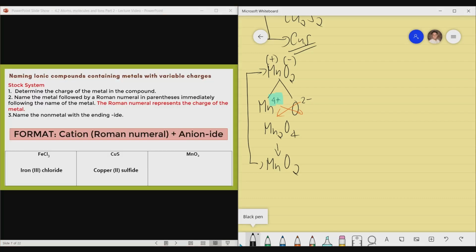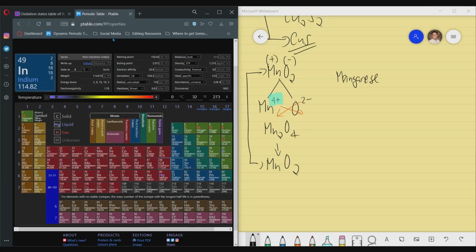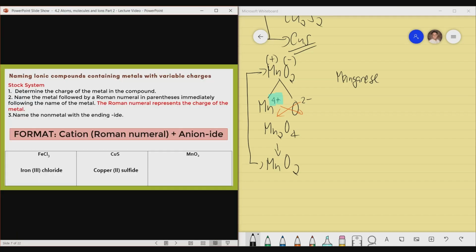Okay? Now, I can now name using the format. So that will be manganese. Mn is manganese. And then the Roman numeral is 4 because we've now discovered that it should be 4. And then oxygen, so that will be oxide. This is your final answer. Manganese 4 oxide. Okay? Easy, very, very easy.